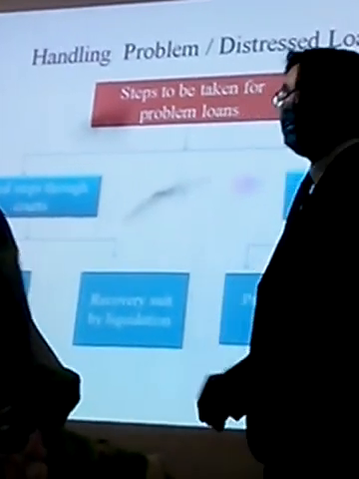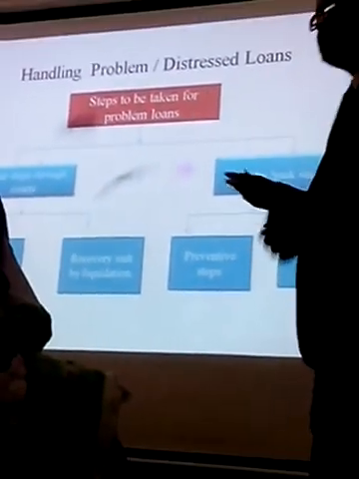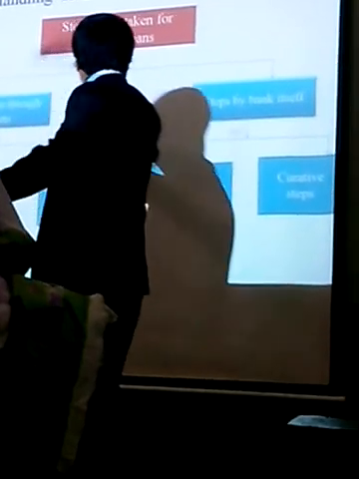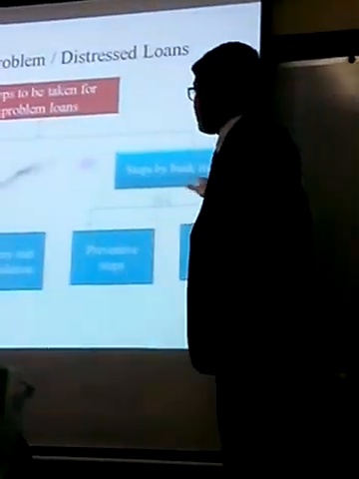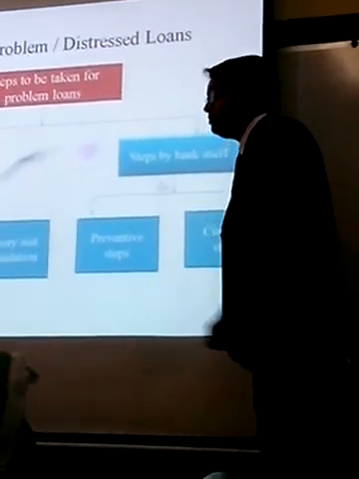Handling problem or distress loan, steps to be taken for the problem loan. Imagine the bank has tried its level best to recover the loan, but is not successful. What can it do? It can take legal steps through the courts and steps by the bank itself. These are preventive steps and curative steps.